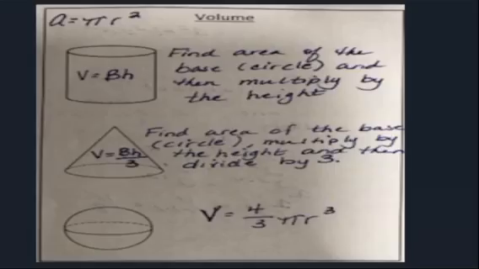So we have 4/3 times pi times radius cubed, because we're talking about a three-dimensional object. So instead of r squared, we have r to the third to represent those three dimensions in our sphere for volume. And those are the only three you need to know for volume for 8th grade.